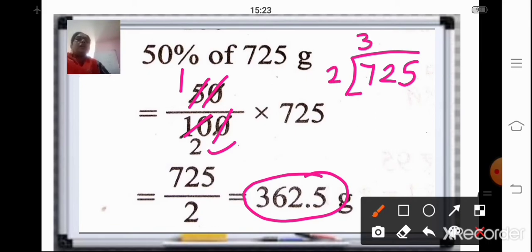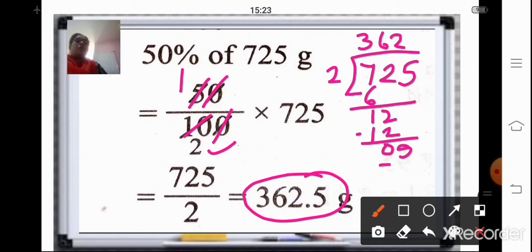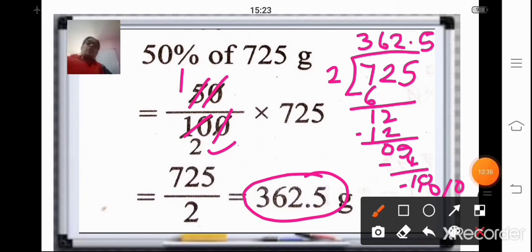362. Now 2 3 is 6. 7 minus 6 is 1. 2 down. 2 6 are 12. 12 minus 12 is 0. 5. 2 2 are 4. Now 4. 5 minus 4 is 1. Add a 0 to carry out the division. 2 5s are 10. So the answer is 362.5. Yes?